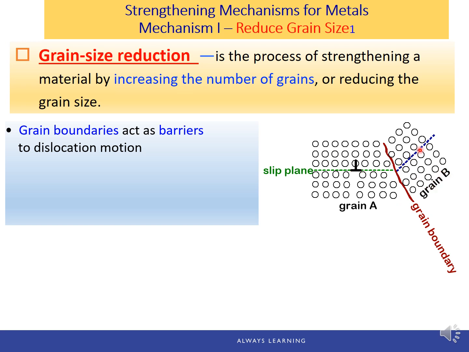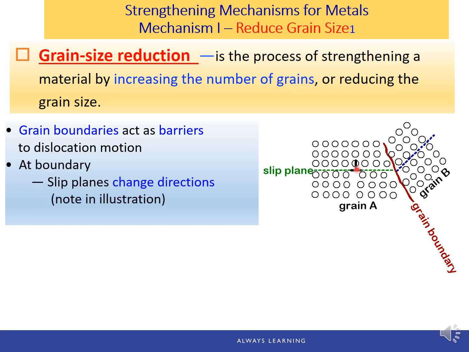They have different orientations, and we have this dislocation that will move along the slip plane. First, at the boundary, because the two grains are of different orientations, a dislocation passing into grain B must change its direction of motion, which is difficult compared to a crystal without the grain boundary.